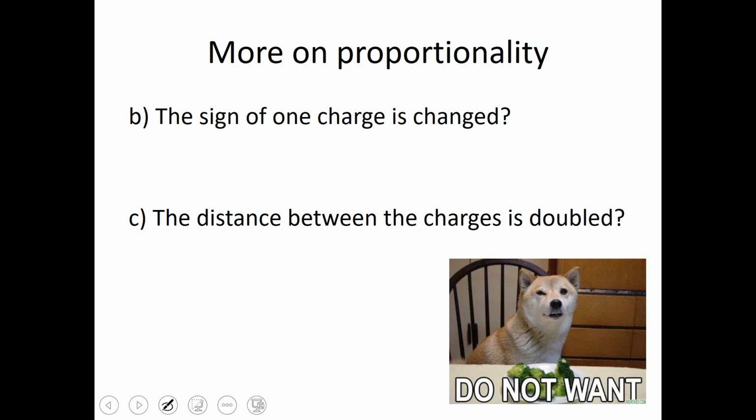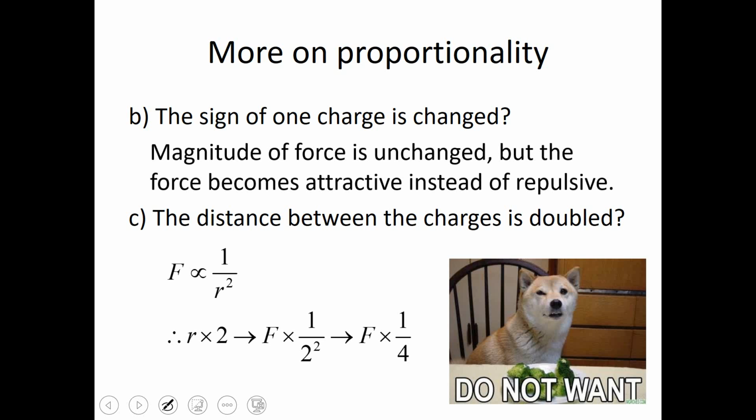And the distance between the charges is doubled. Well, the answer to that is it's an inverse square arrangement. So if you double the distance between them, the radius between the charges, 2 squared is 4, then you get a fraction of 1 on 4. So it's going to be 1/4 of the original force itself.